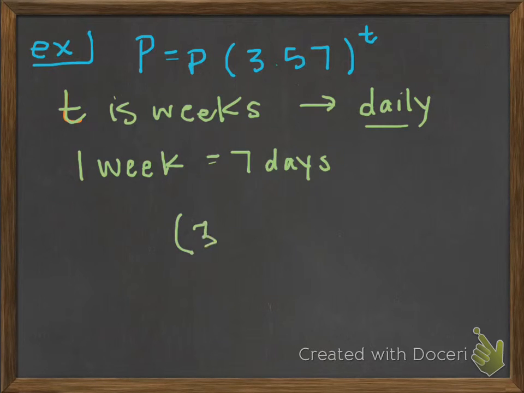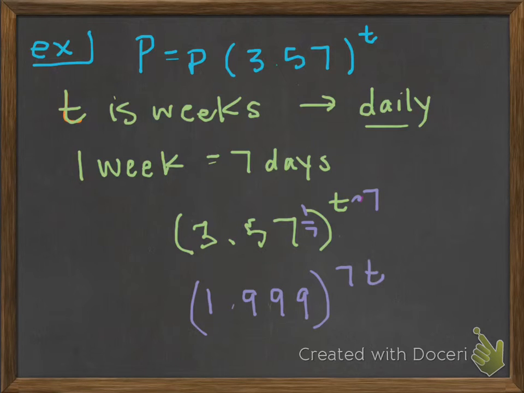If I'm dealing with this 3.57 raised to the t, that means I'm going to multiply t by 7. And if I multiply t by 7, that means I need to raise this to the 1/7 power. When you do 3.57 to the 1/7 power, you get 1.999. So this will be raised to the 7t, and the equation still follows suit. That is all you have to do for that one: just raise it to the 1/7 power, again keeping it in parentheses.